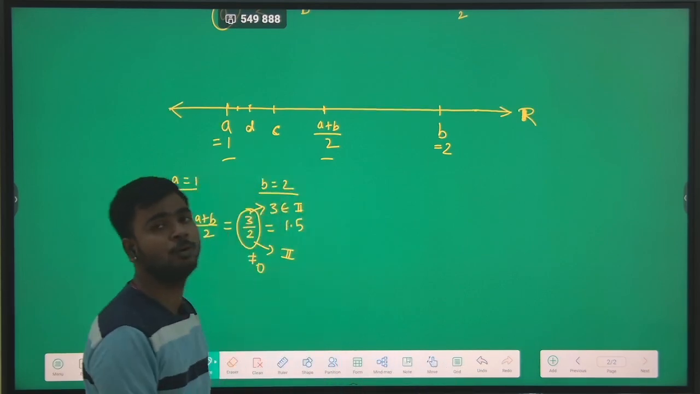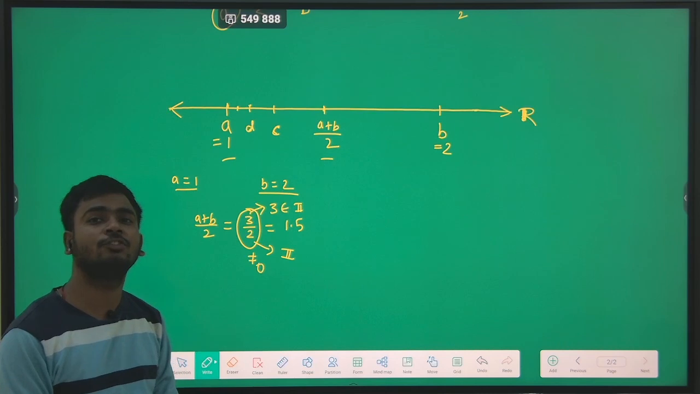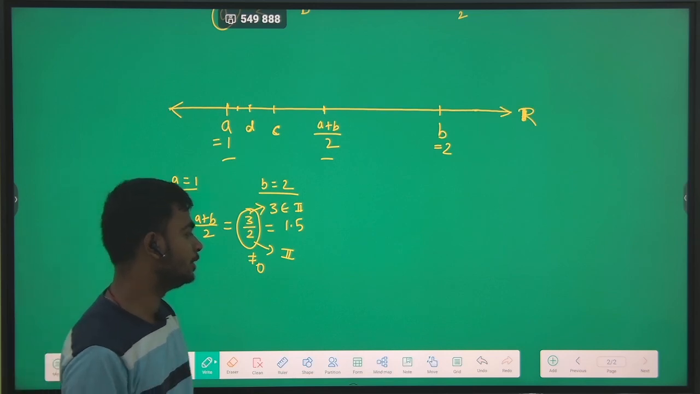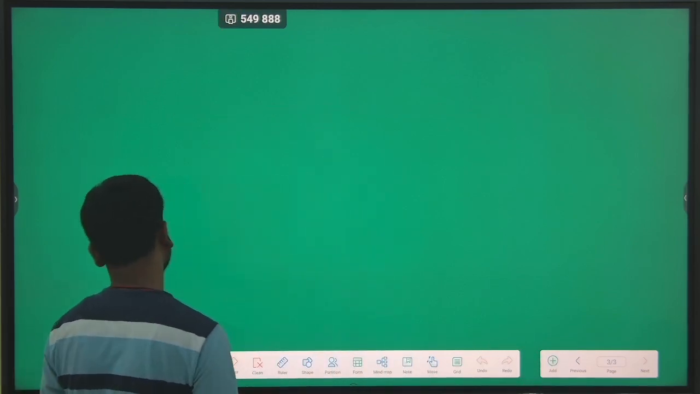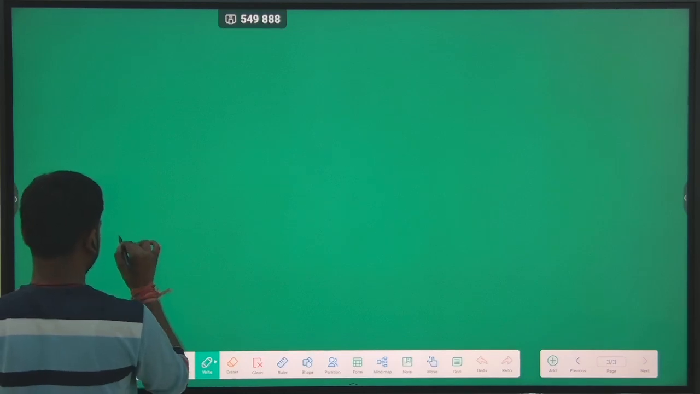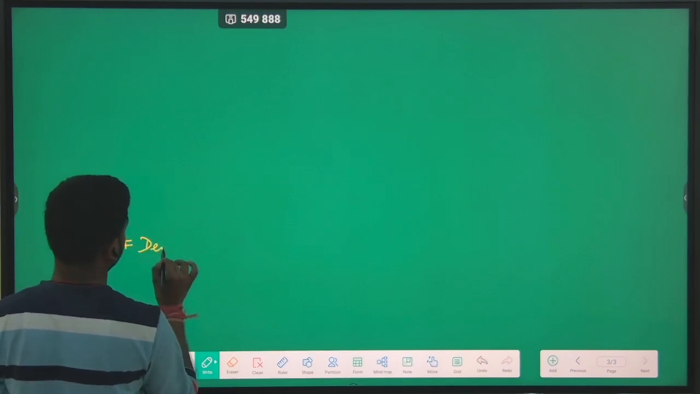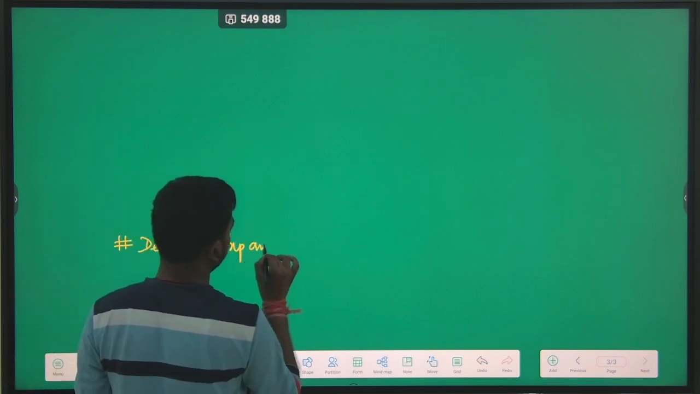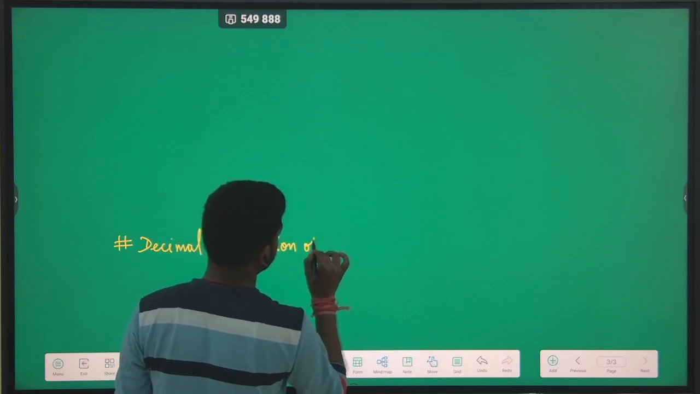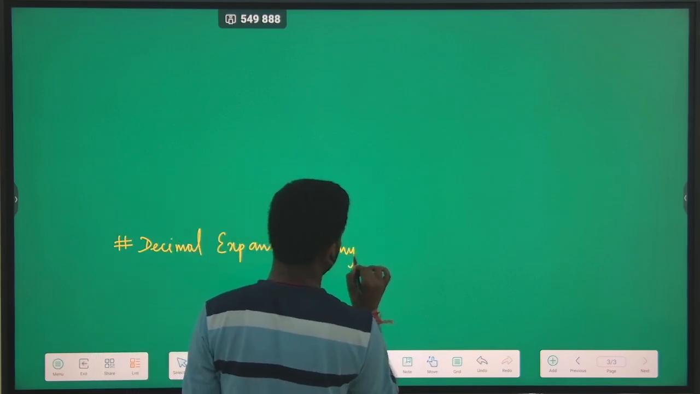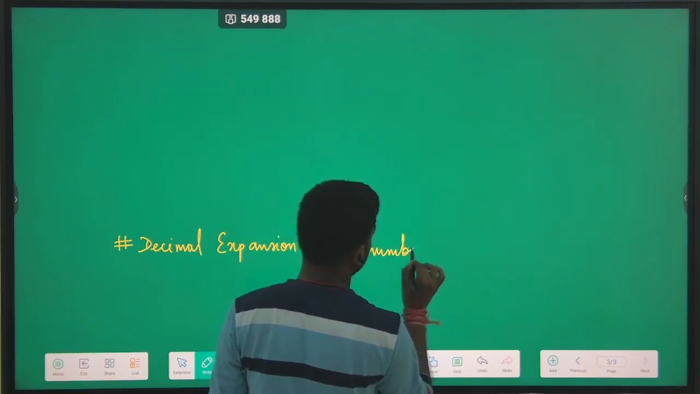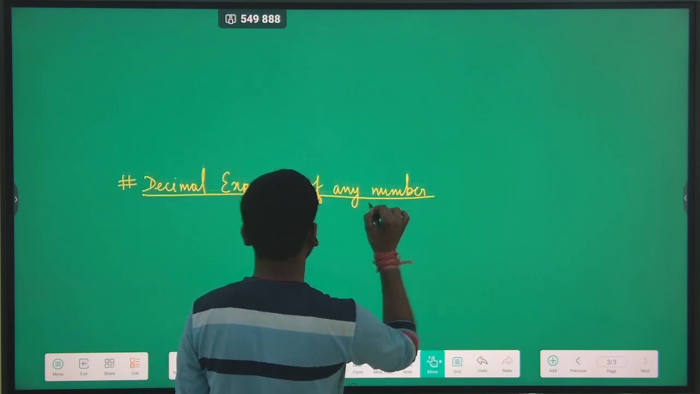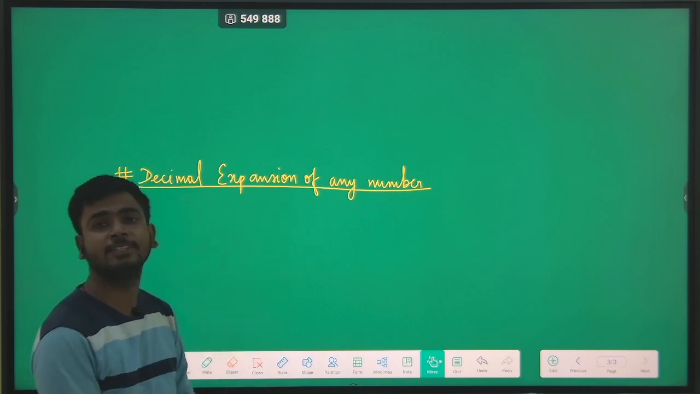Now we will move towards the decimal expansion of any number. What is the decimal expansion of any number? It is the decimal representation of a number.